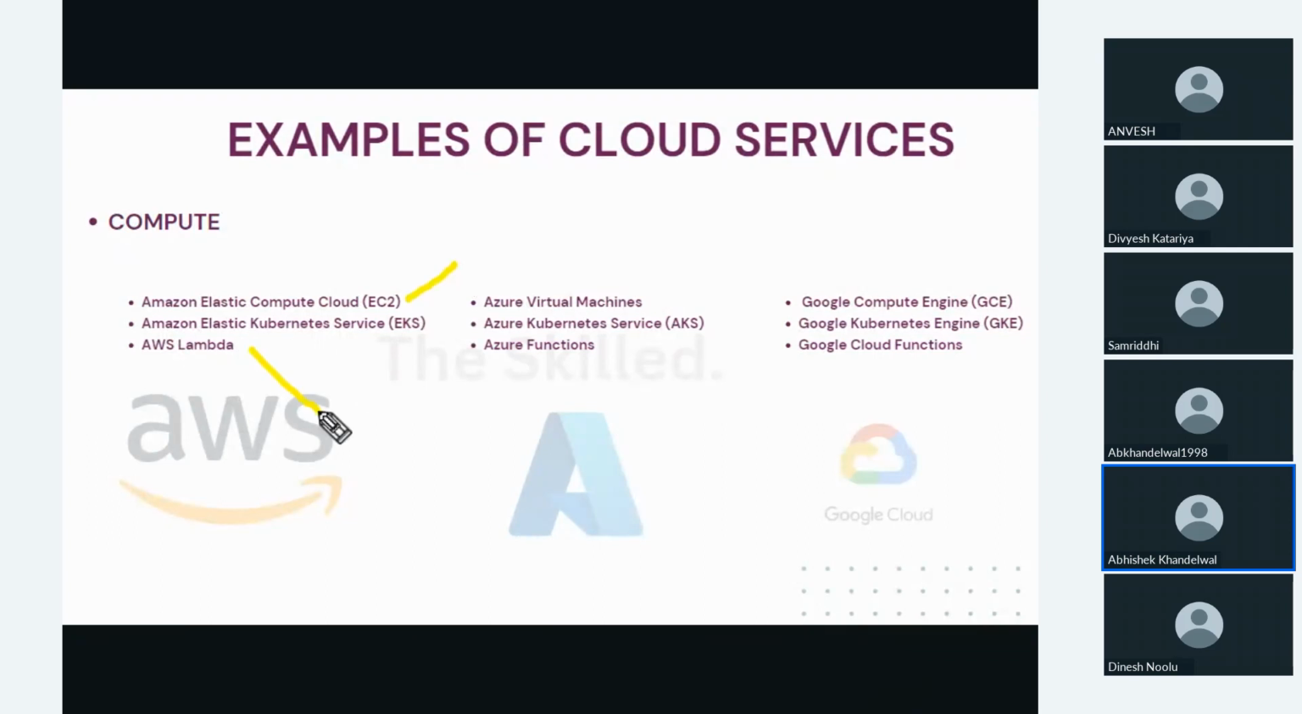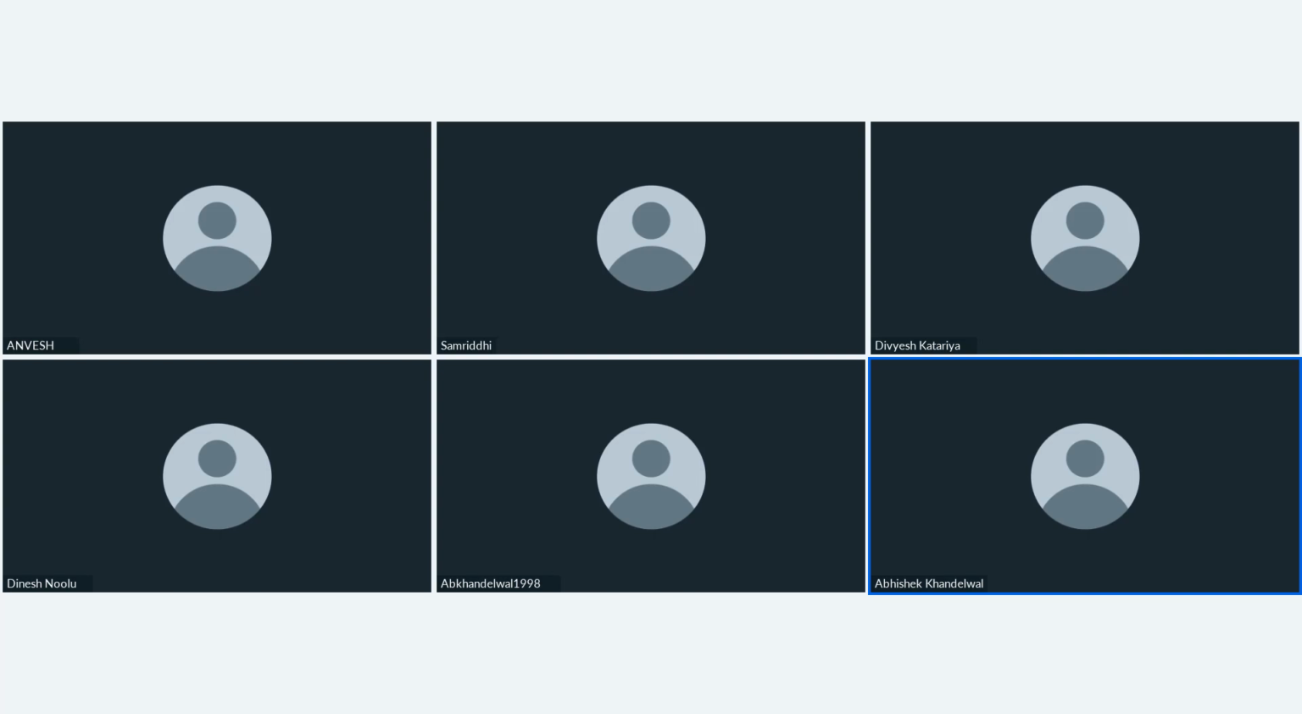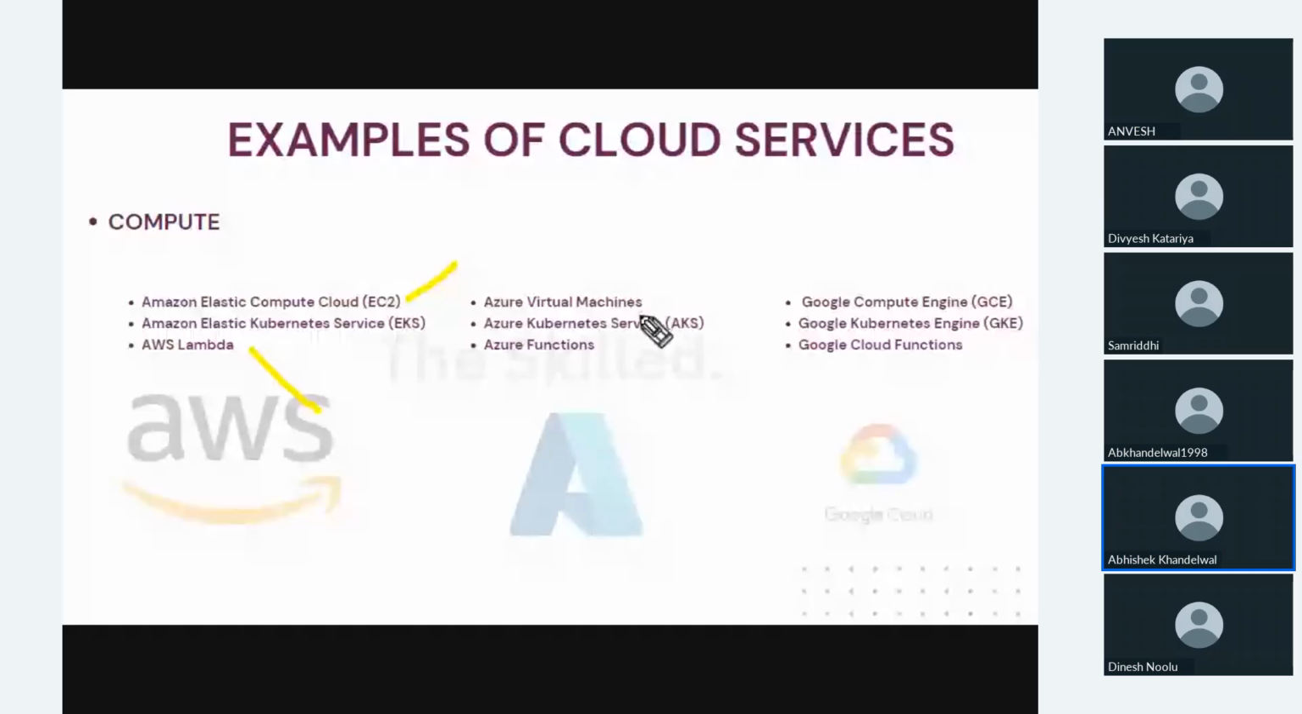AWS Lambda is a function, a coding platform where you write a set of code that runs over cloud. Similarly, we have Azure Virtual Machines and Azure Functions, which is similar to AWS Lambda, where we code our application and it runs over cloud. Similar things we have in Google: Compute Engine and Google Cloud Functions. Just keep in mind, if someone asks you what things are present for a compute resource in AWS, Azure, or Google Cloud, that's what you need to answer.